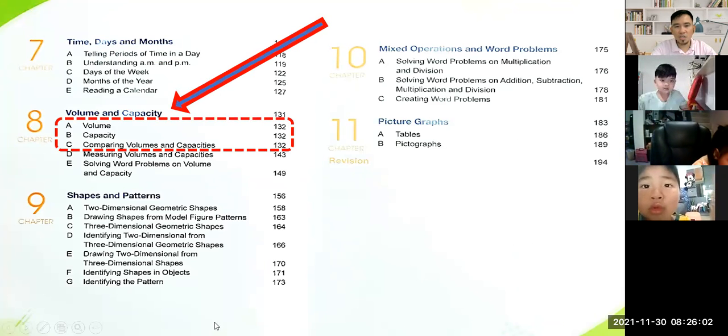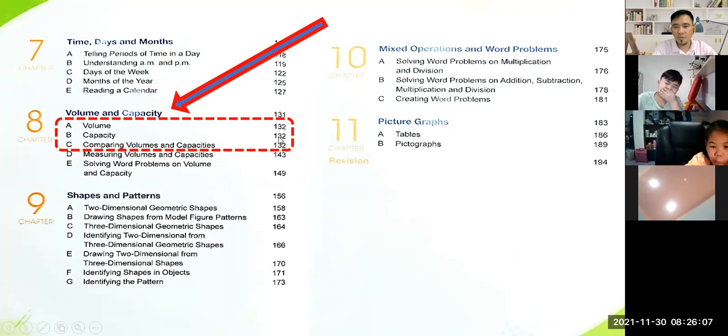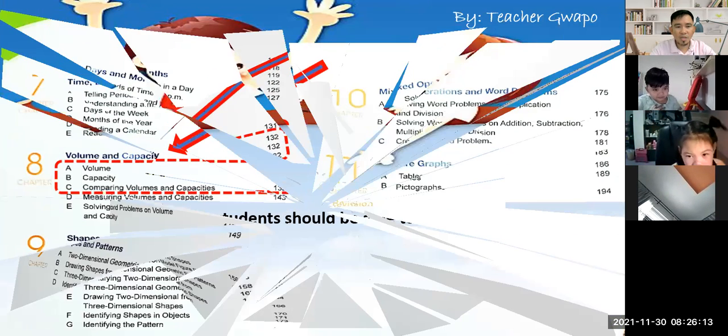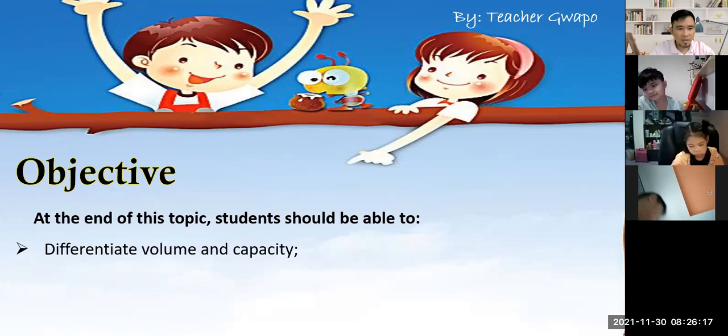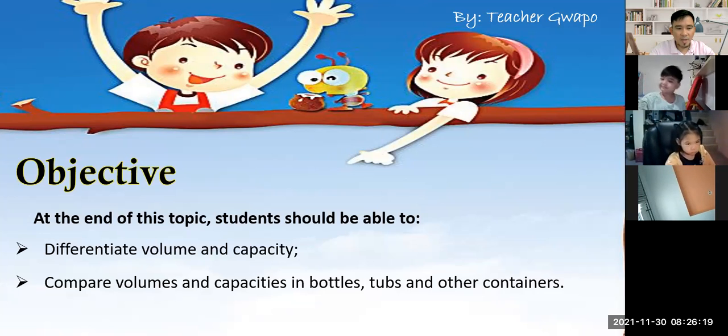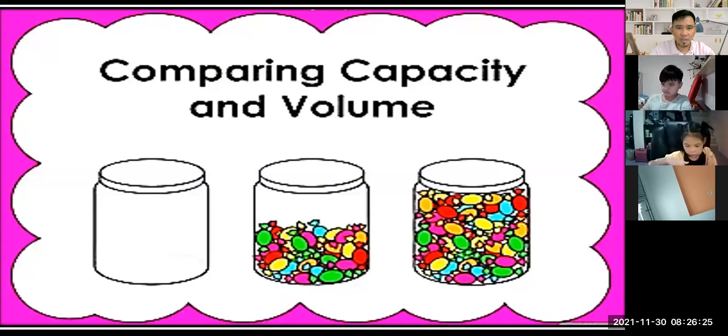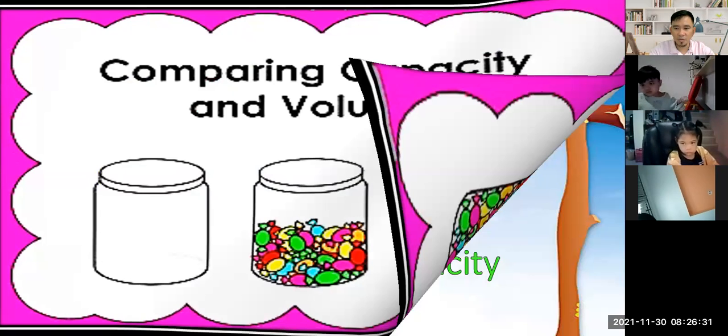So the pages that you can see here, this one is for the textbook, not for the workbook. The objectives for this morning: we have to differentiate volume and capacity, and we will compare volumes and capacities. So these are the objectives that we have this morning. So, comparing capacity and volume.